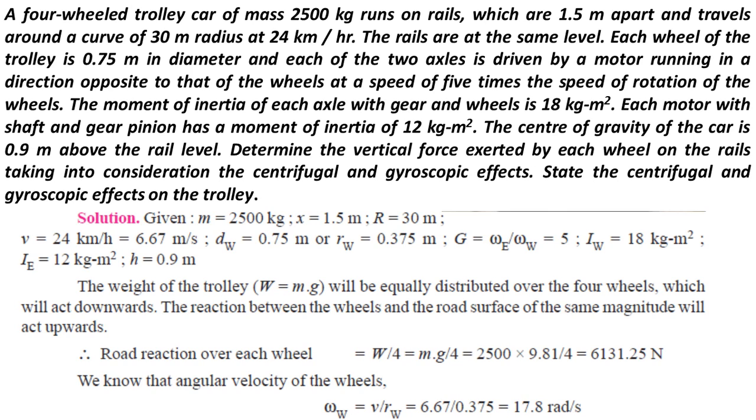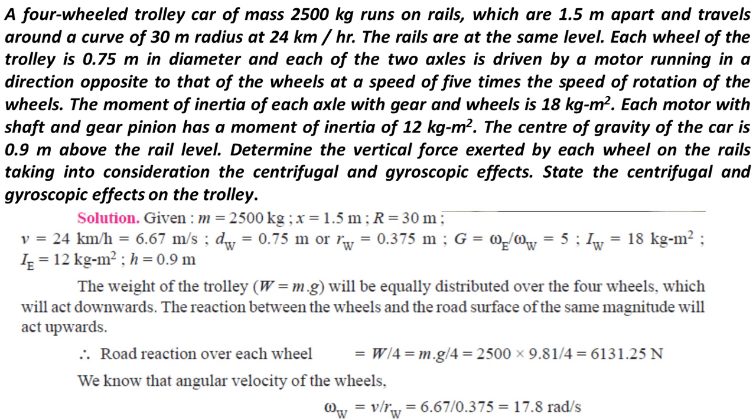The rails are at the same level and each wheel of the trolley is 0.75 meter in diameter, and each of the two axles is driven by a motor running in a direction opposite to that of the wheels at a speed of 5 times the speed of rotation of the wheels, and the moment of inertia of each axle with gear and wheels is 18 kg meter square, and each motor with the shaft and gear pinion has a moment of inertia of 12 kg meter square.